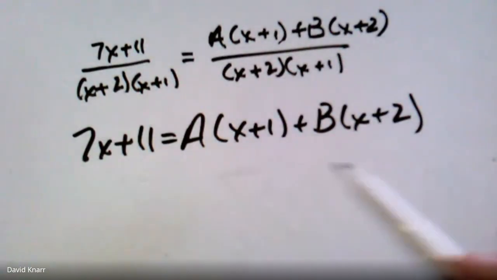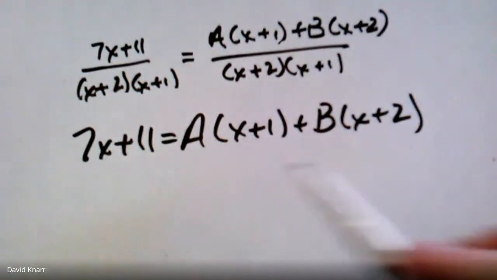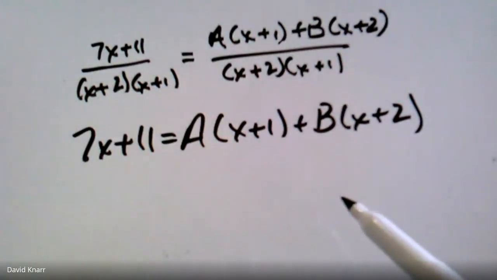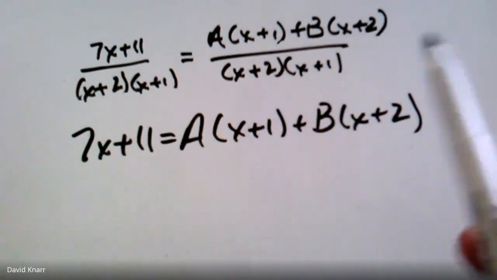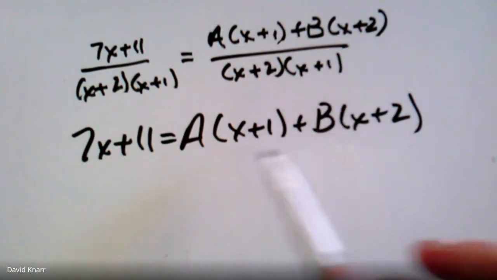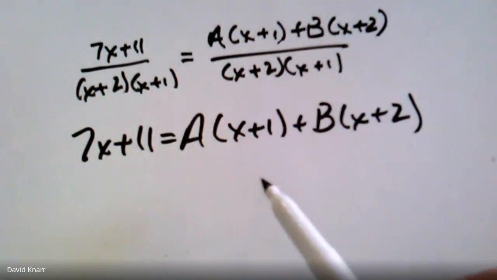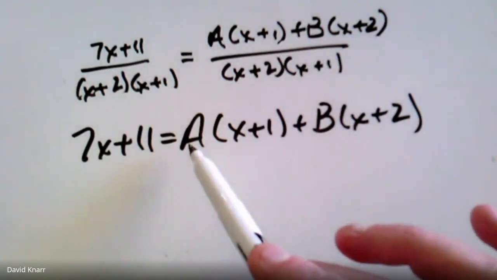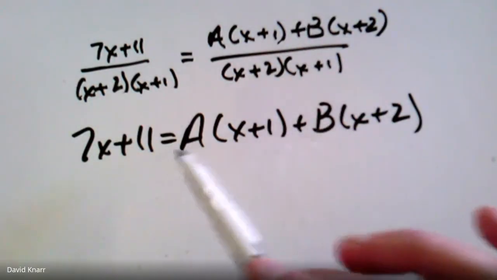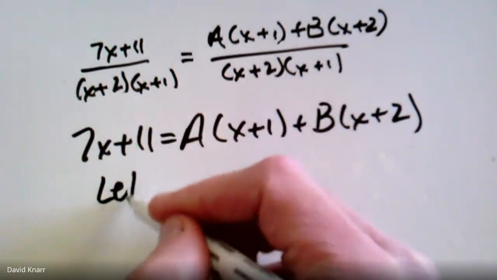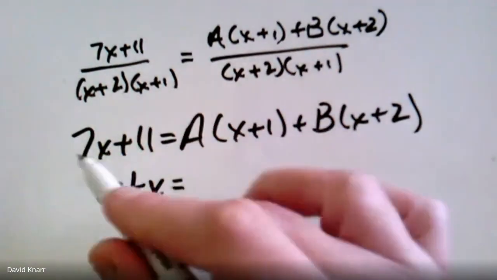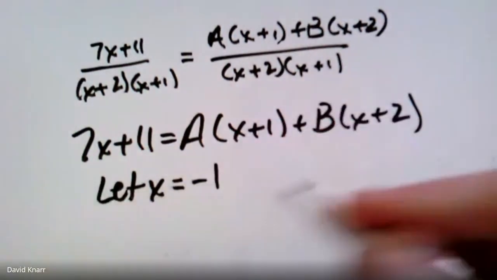So what we're going to do is use a method called the Heaviside method. By Heaviside, right, like throw something away, throw something out. So what we're going to do is pick strategic values of x so that we throw out one of these variables, and then we'll have the other one left to solve for. So for example, I'm going to let x in my equation here be -1.